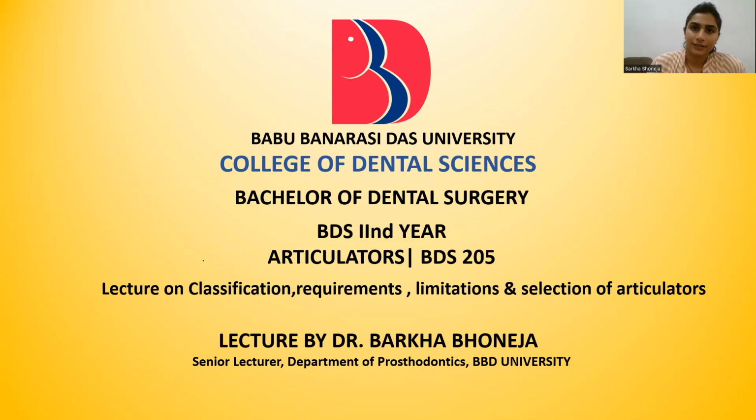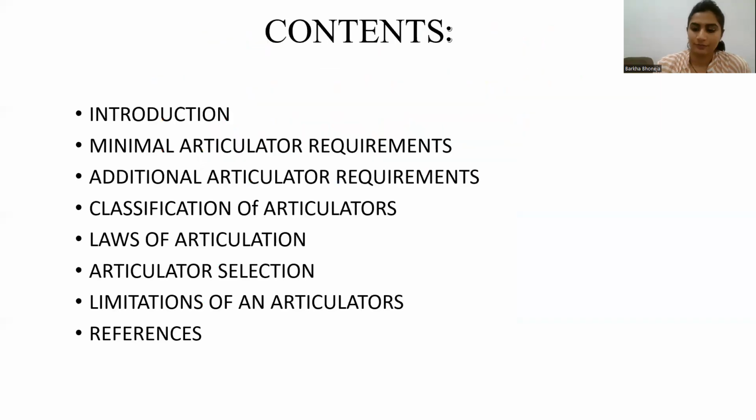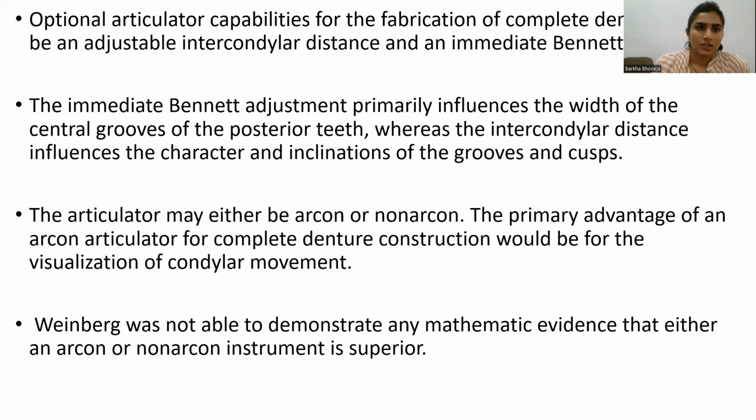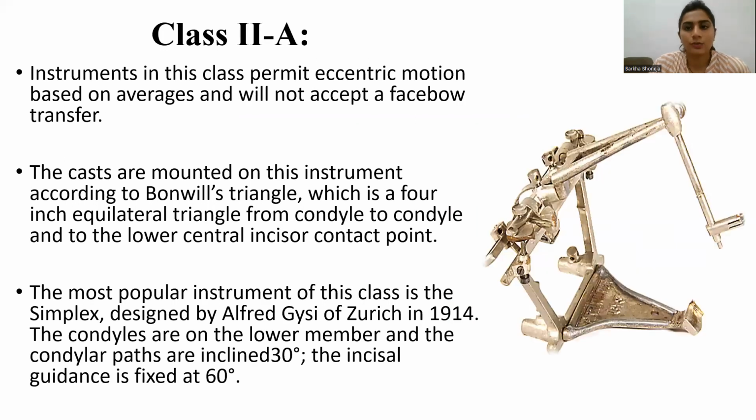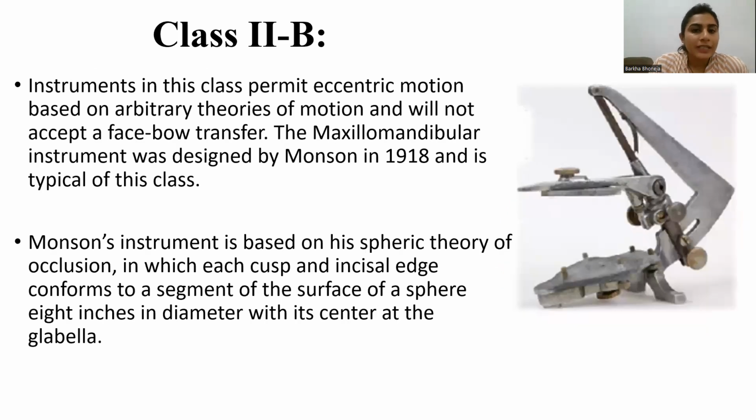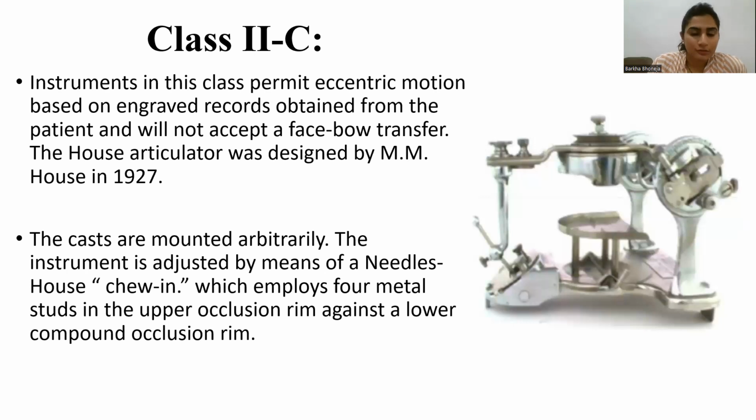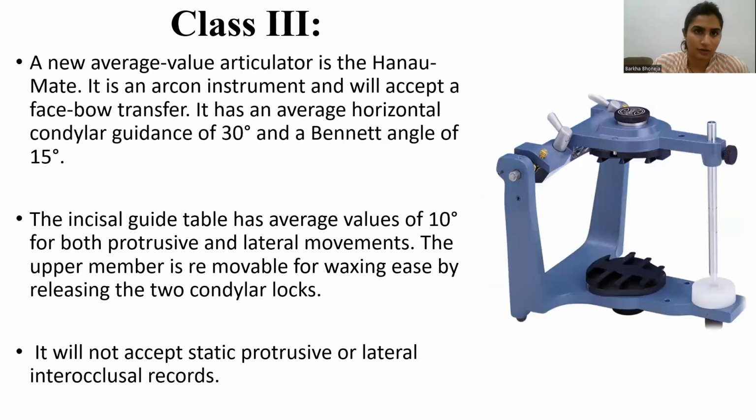So we have already continued and covered the articulators requirements and classification to some extent. Let's move forward with the lecture. That is, giving you a gist: class 1 is a static registration, class 2A is based on average values, class 2B is based on the various theories of motion, and class 2C is based on engraved records of the patient.